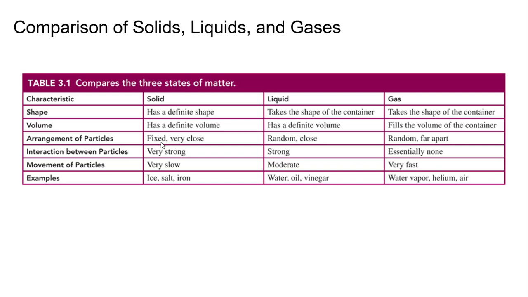A gas takes the shape of the container, and the volume fills the container, the volume of the container. And that's just because these molecules will keep expanding and keep going in all directions until they hit resistance. So the arrangement is random and very far apart. There's really no interaction with particles. They try to avoid each other because they're simply just expanding in all directions. They move very fast. Water vapor, helium, and air are examples.